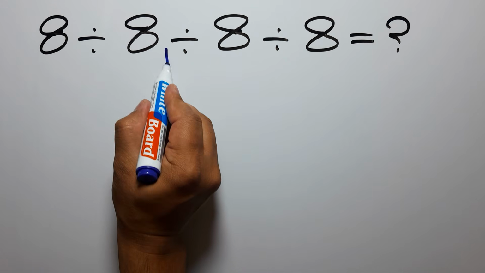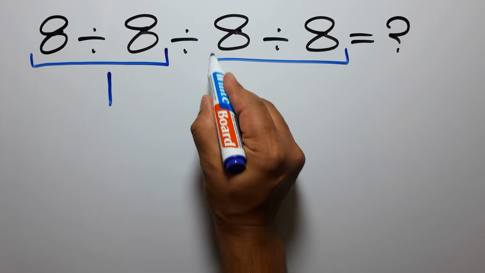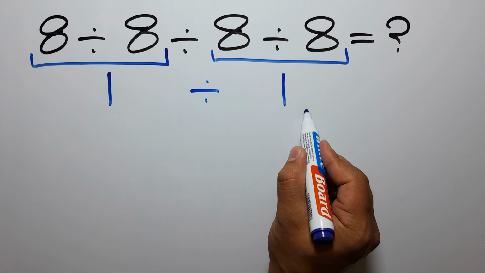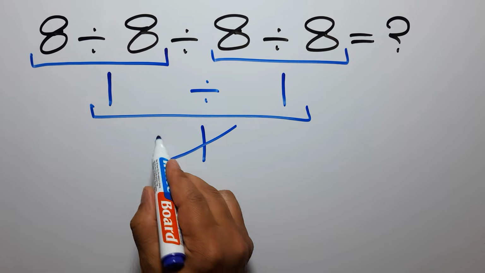8 divided by 8 gives us 1. And again here we have 8 divided by 8. So 1 divided by 1 is just 1. But this answer is not correct.